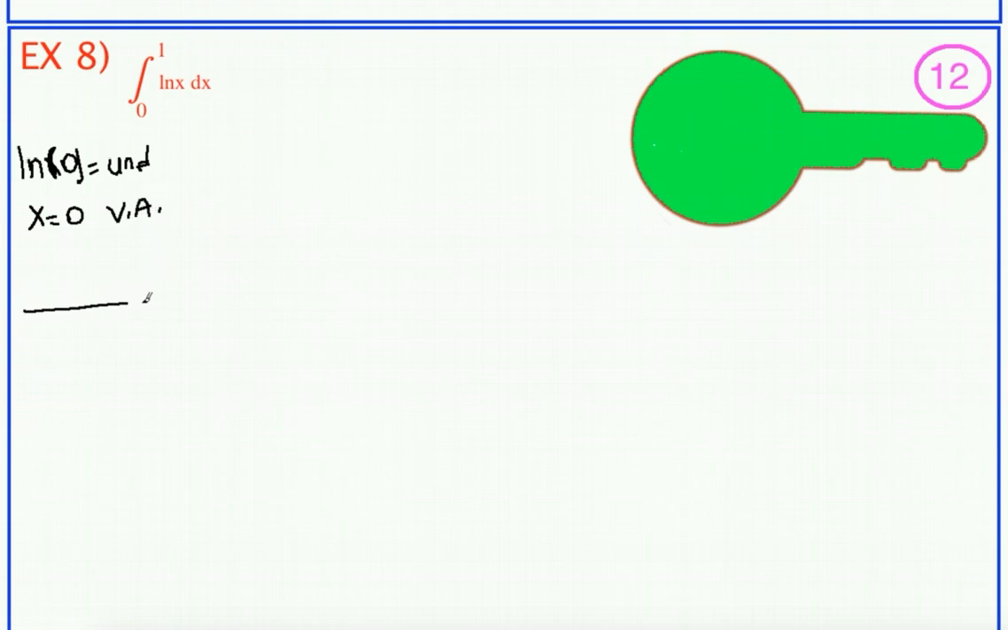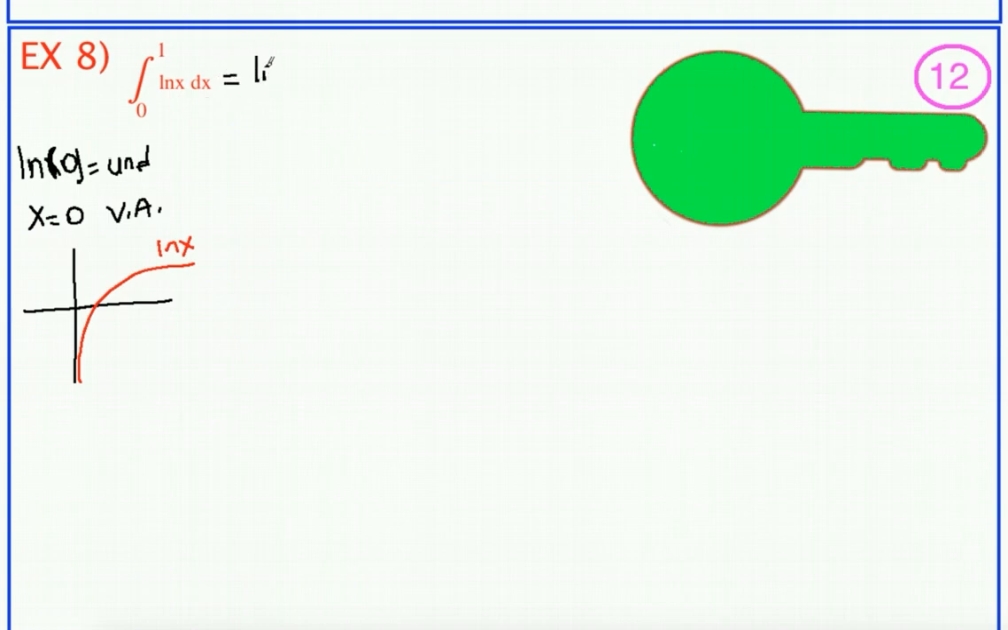And if you think of the graph of ln, you can see that we have a vertical asymptote at 0. ln can never reach 0, but approaches it. Okay, this is ln of x. So we're going to convert our integral to a limit as our first step.